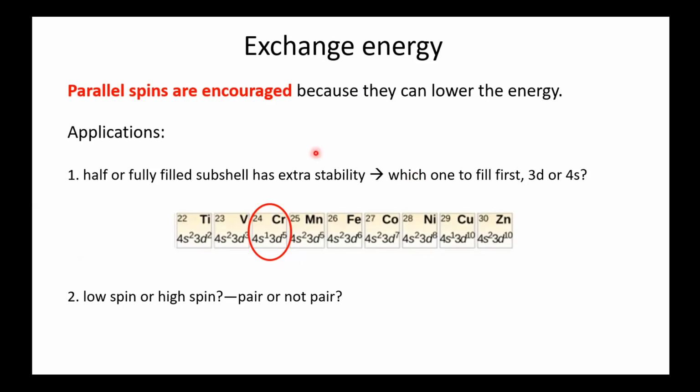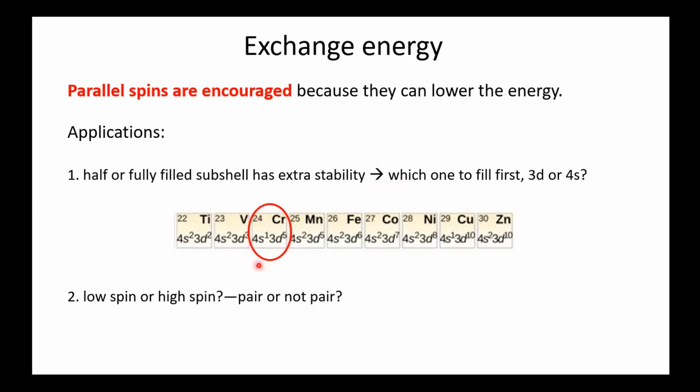applications in our daily use of chemistry knowledge, right? So exchange energy is basically saying parallel spins are encouraged, because they can bring a lower energy. We know the system always wants to go to the lower energy. And one application is that either half or fully filled subshells have a substantial amount of extra stability. And this relates to the electron filling sequence we observe in the periodic table.